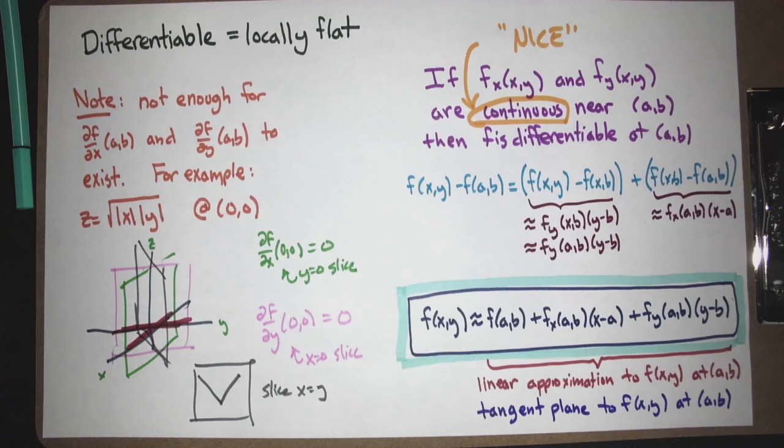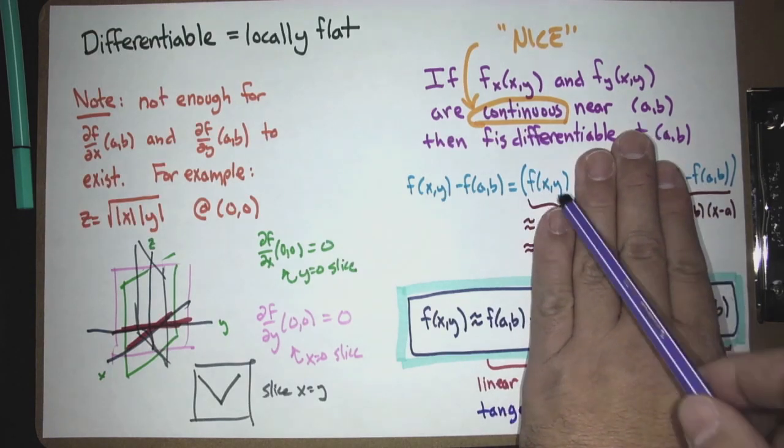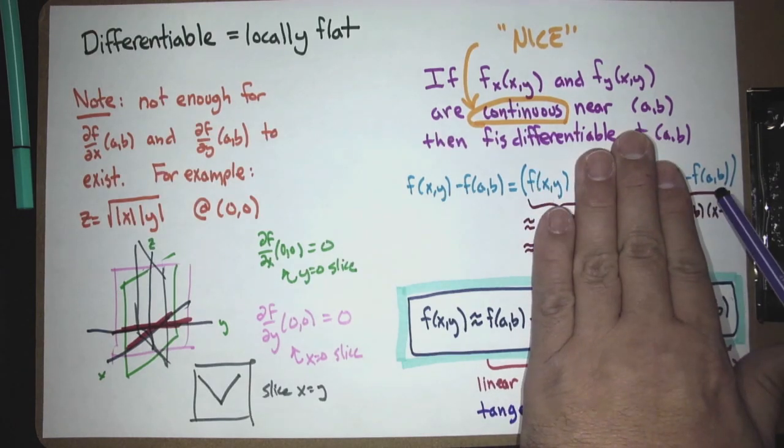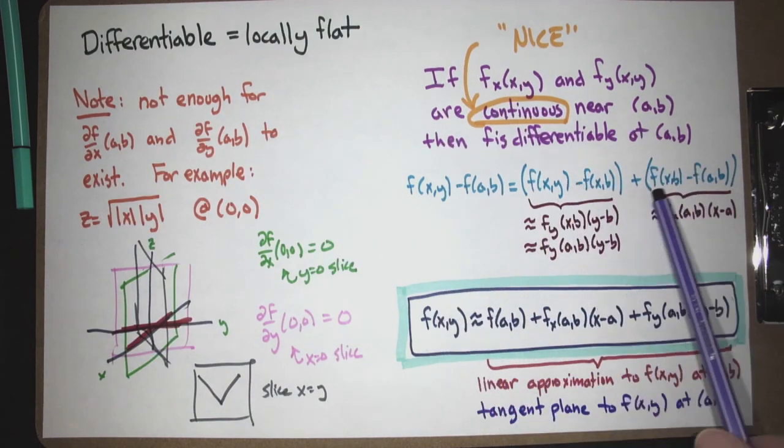Well, what I can think about is I can take f of xy minus f of ab, and let's just start with that as a given. What I can do is add and subtract a term. So notice I've subtracted f of xb, and I added f of xb. Those two terms would cancel, so you still have f of xy minus f of ab. I haven't really done much other than add 0. But not just any 0. A well-chosen 0.